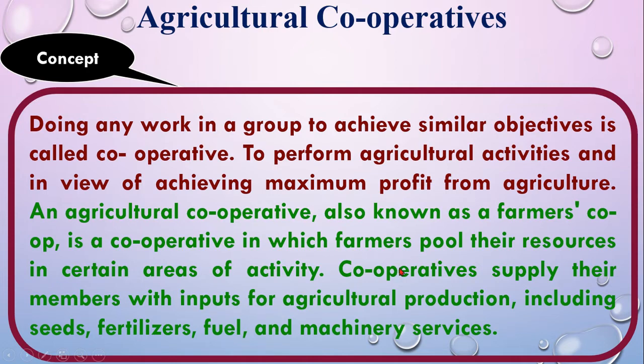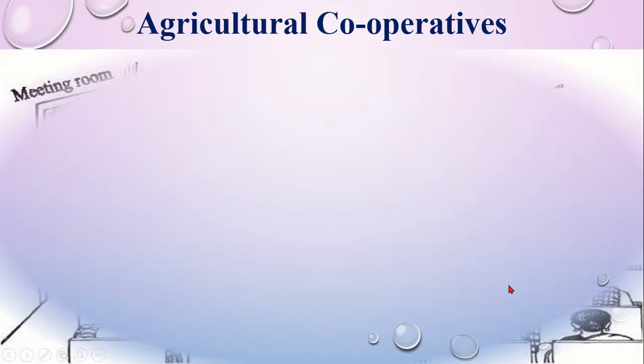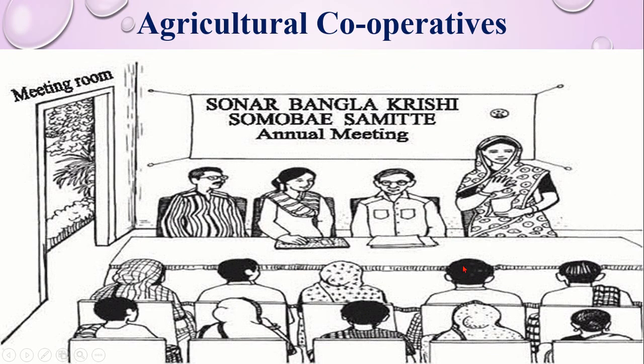So next point is you can see the figure. You can get this figure in your textbook, page number 227. This is the example of a figure where a group of people are discussing their cooperative, which is called Sonar Bangla Krishi Samobai Somiti, at their annual meeting. So this type of meeting they hold for the cooperative as well.